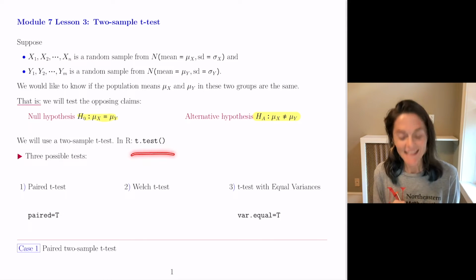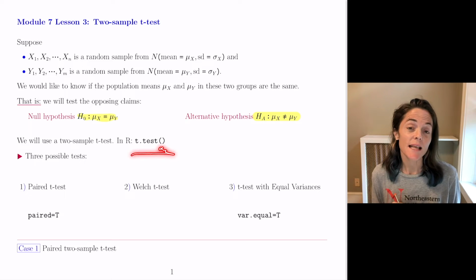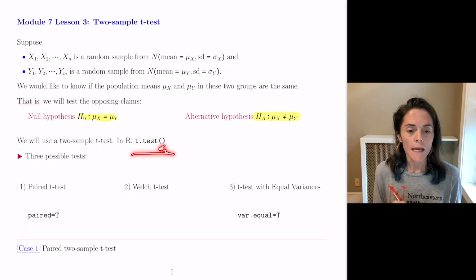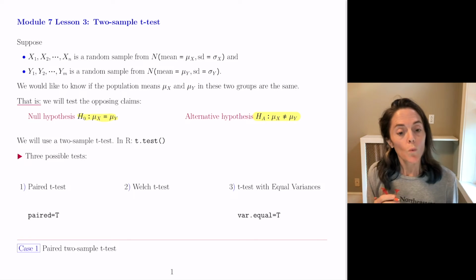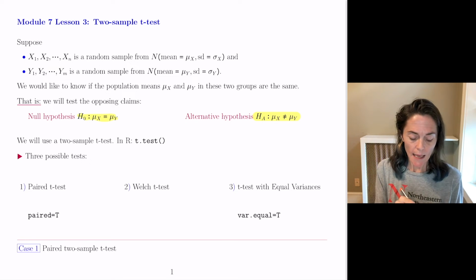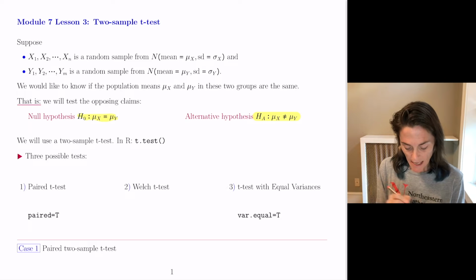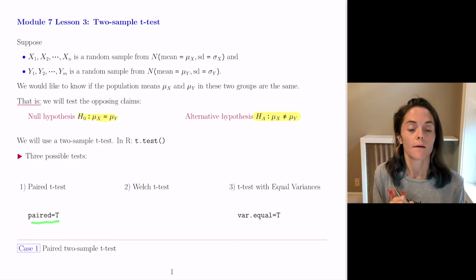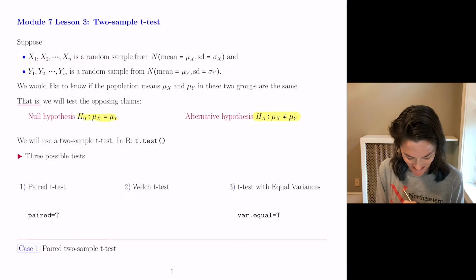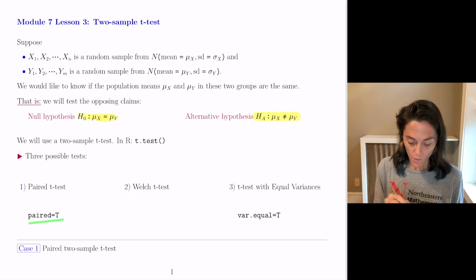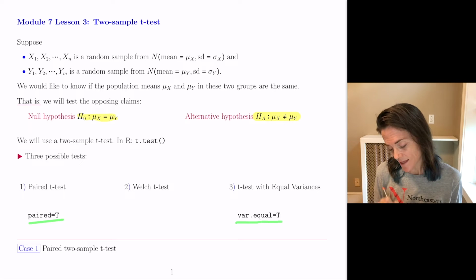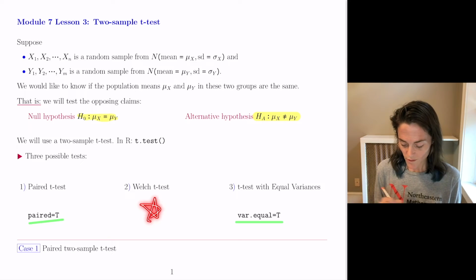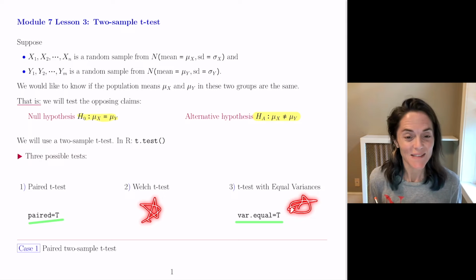Okay, well, we have seen t-test from the first lesson in this module. This is in R. There are really three possible tests that I'm going to give an overview on. One is a paired t-test, and in R, the difference here is we will use this option, paired equals T. We will have what's called a Welch t-test, and then we will have a t-test with equal variance, and in R, we just have this option. So these two are unpaired, as we will discuss.